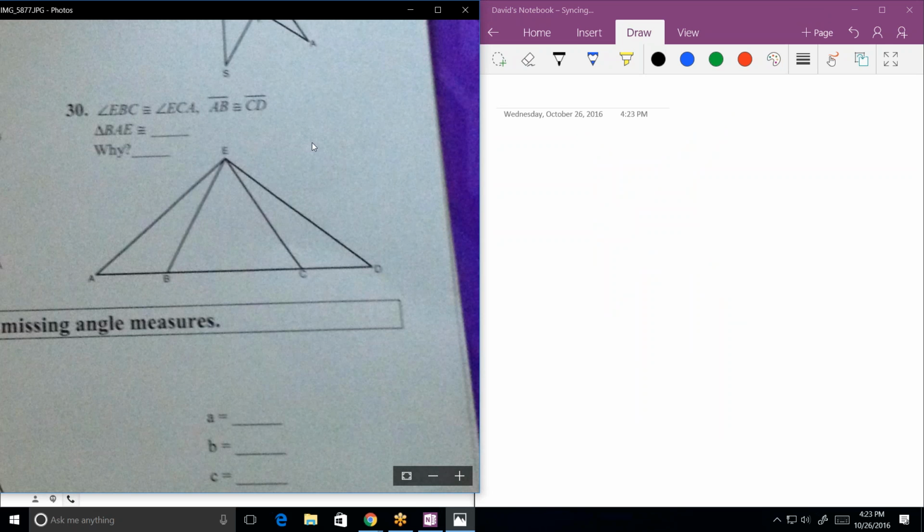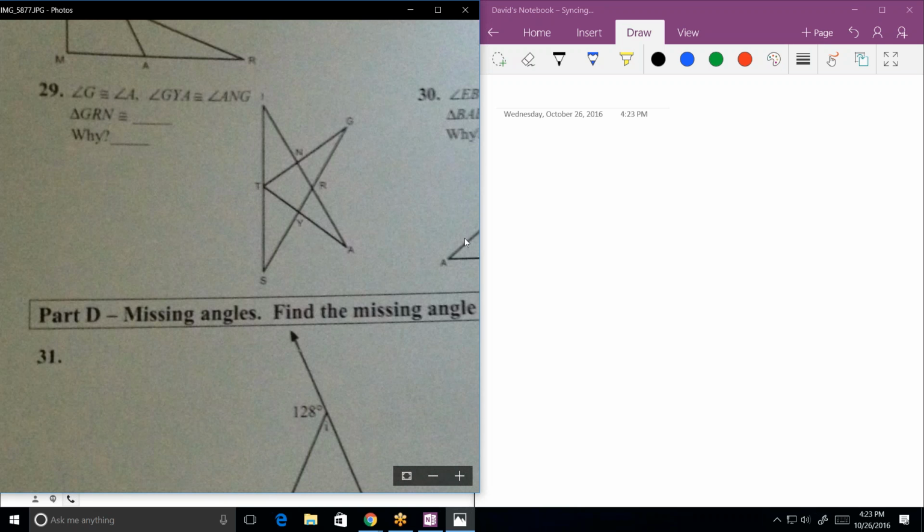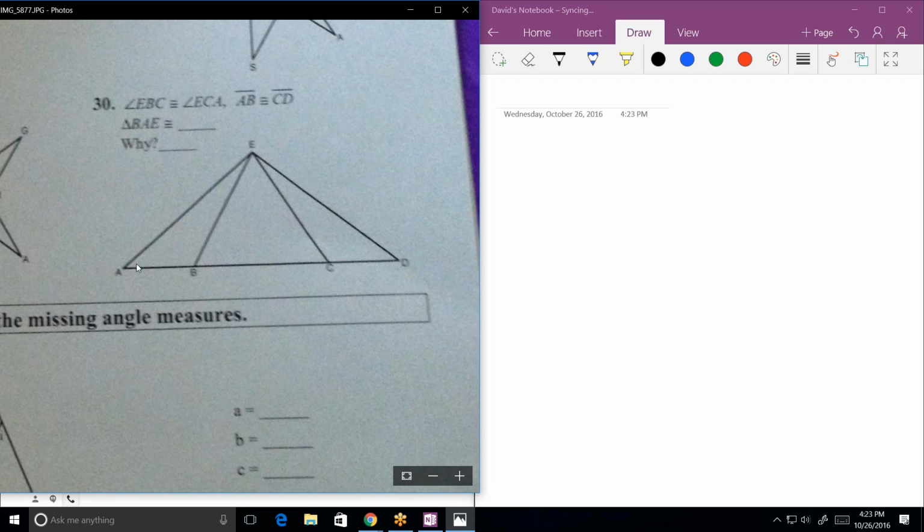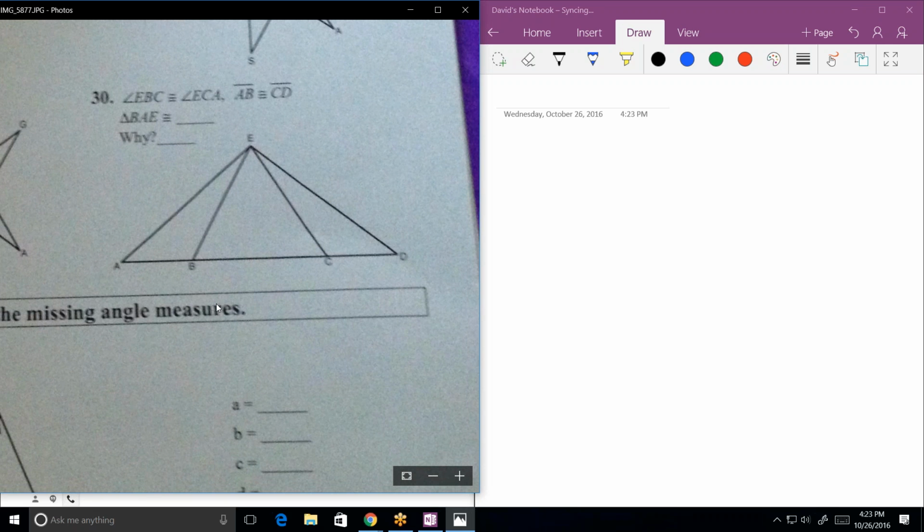This one here I know how to do. I've seen this one. Wow. How is it that I've seen this one? I never saw that other one, 29, before.